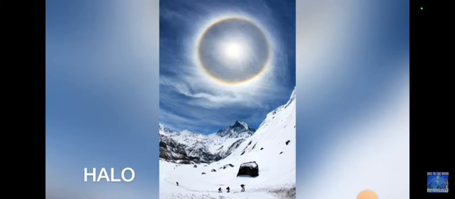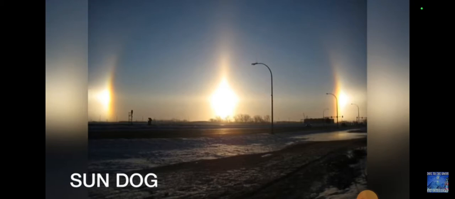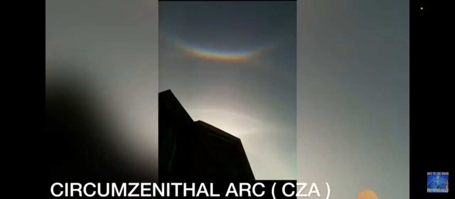All right. Now in this third picture, this is what is referred to as a sundog. This is another one of the 12 different rainbows. This is called a sundog. All right, in this next picture, we have what's called a circumzenithal arc, or CZA. This is also another one of the 12 different rainbows. Once again, this is called a circumzenithal arc, or CZA for short.